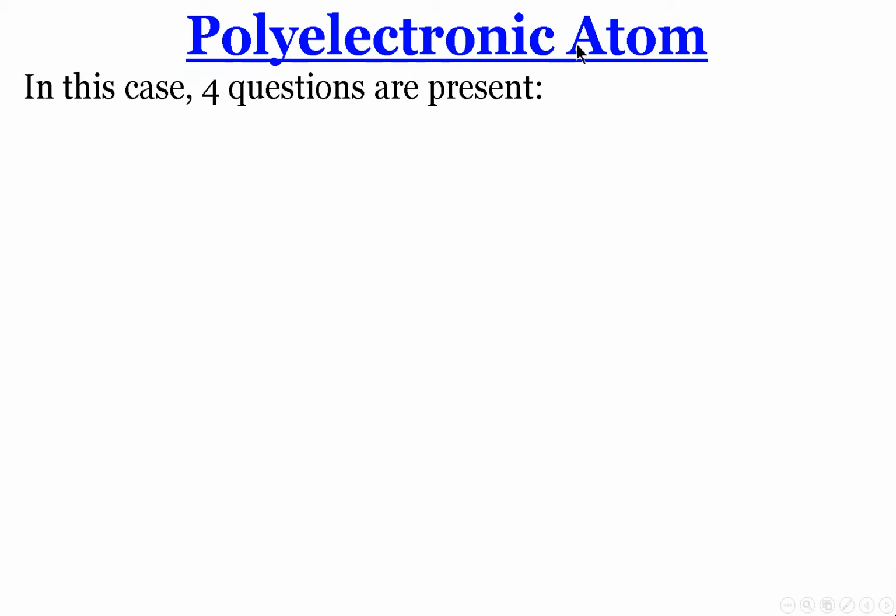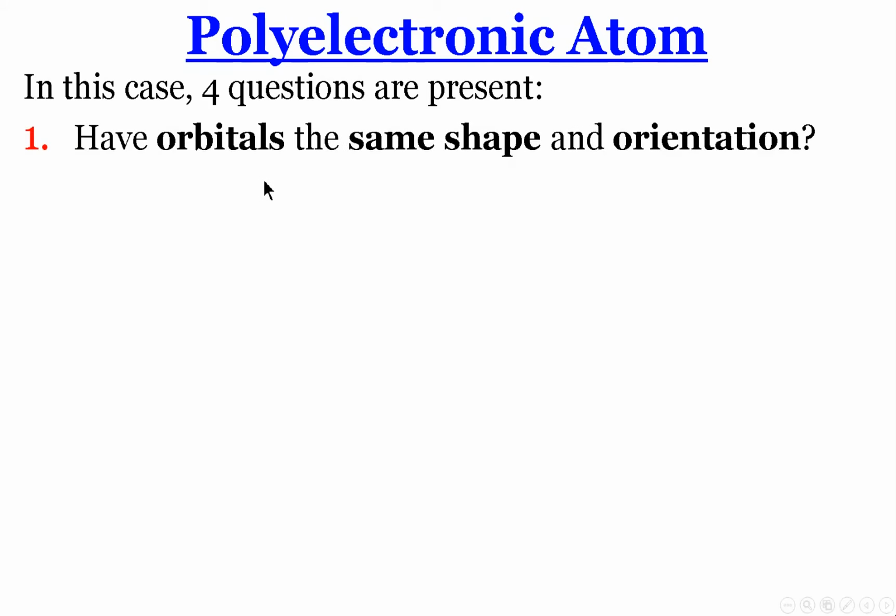In the polyelectronic system, we have to ask 4 questions. Question 1, do orbitals have the same shape and orientation? In other words, if we consider the orbital 1s of hydrogen, which is a monoelectronic system, and the 1s of sodium, which is polyelectronic, does 1s have the same shape in the 2 cases? This is question 1.